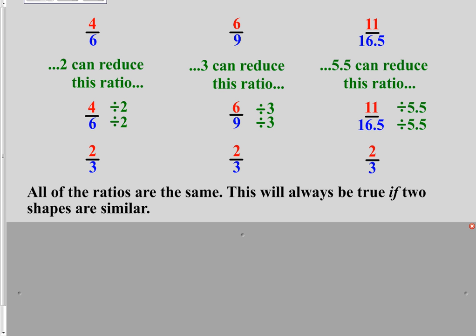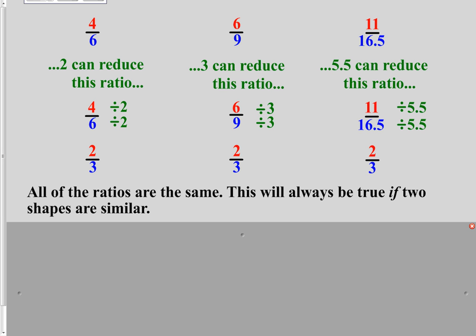Now, this is going to be a truthful situation if you are dealing with similar polygons. So this is actually another check to see if you have polygons that are similar or not. If we would have come out with any ratio that was different amongst these three, then that would probably mean that the polygons were not similar to begin with.